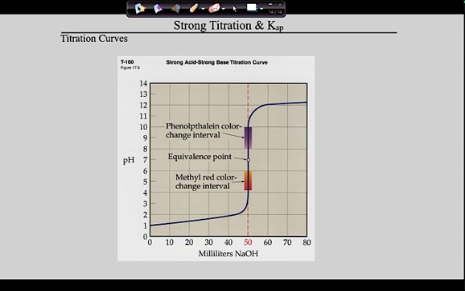So if you had an indicator that changed color at pH 11, that's obviously not going to work. But so long as the indicator changes color somewhere on this line, it's completely appropriate for the titration.